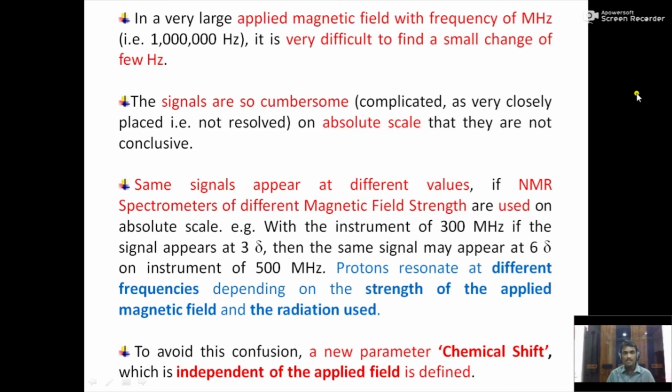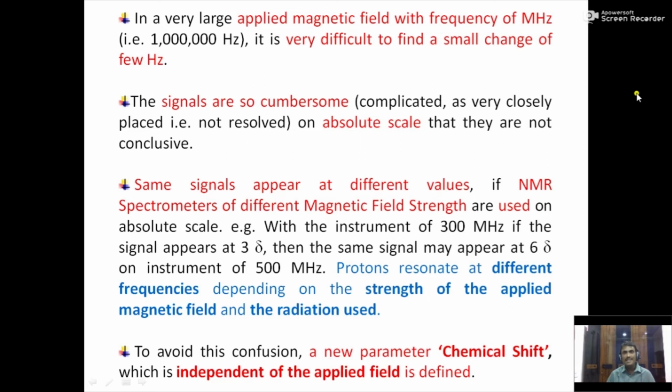1 million hertz. And the change is taking place that is in few hertz. So it is very difficult to locate this small change in few hertz in the relatively large magnetic field with high frequency of million of hertz.